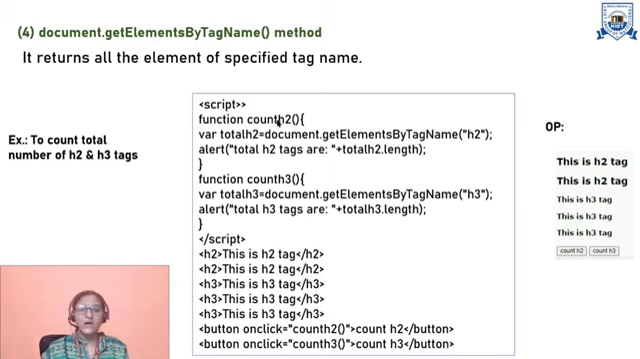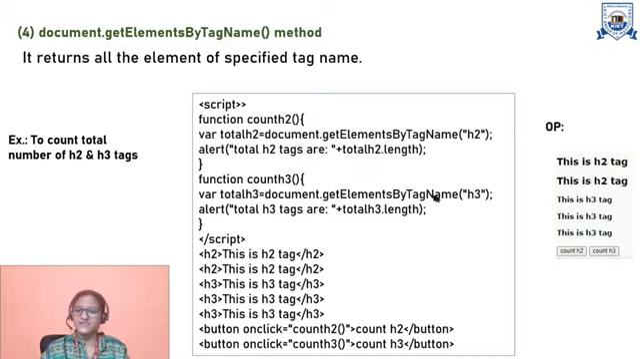So in the countH2 method, what is happening? document.getElementsByTagName h2. All the tags whose name is h2 that are used in the web page will be collected and assigned to the totalH2 variable, and with the help of this alert window it will display the message: total h2 tags are totalH2.length. Same with countH3.